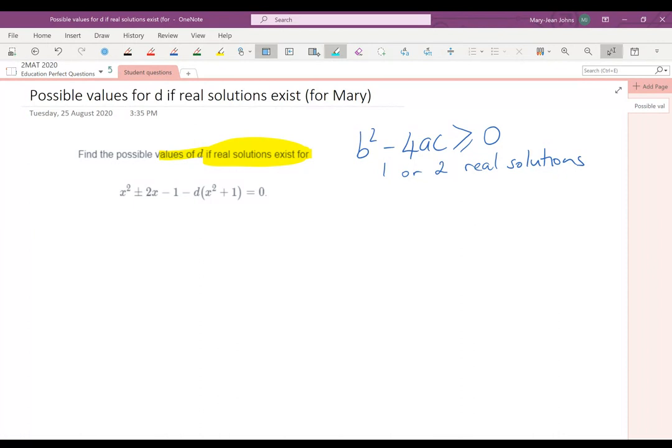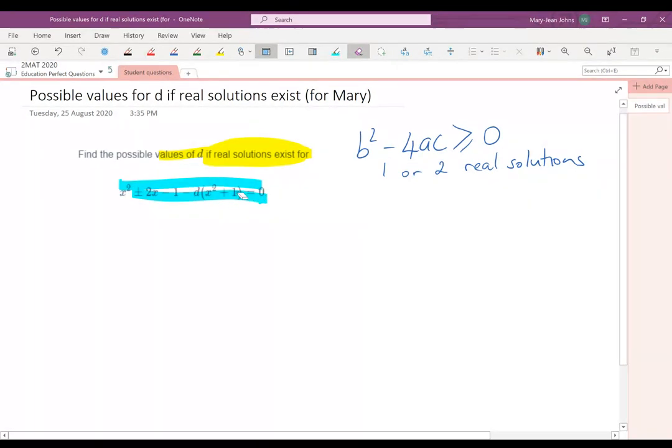So at the moment, we're looking at our quadratic, and it's a bit messy. The reason it's messy is not because there's lots going on in it, but that we've got an x squared inside a bracket that needs expanding out. So we're going to do that first. So that gives me x squared plus or minus 2x minus 1 minus dx squared minus d equals 0.